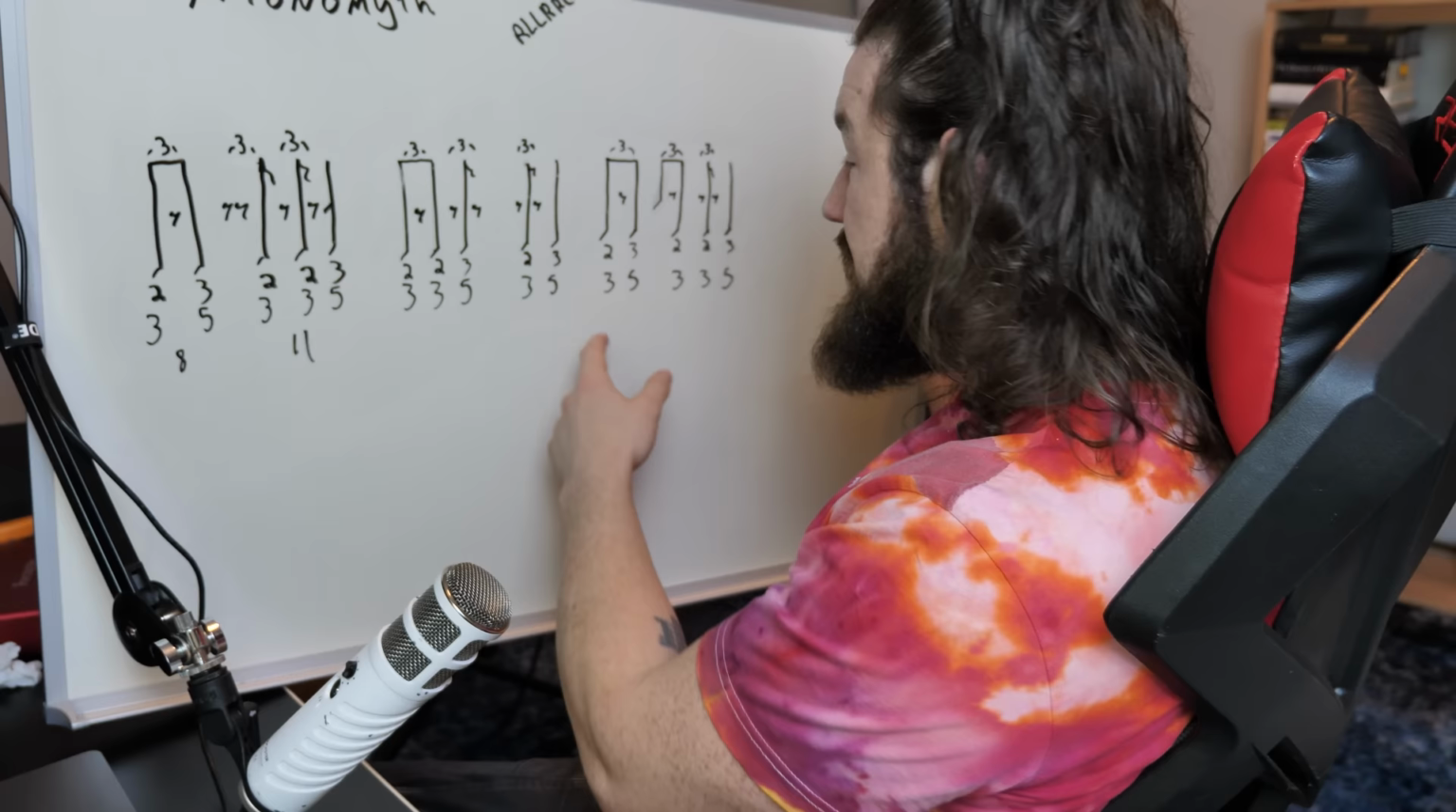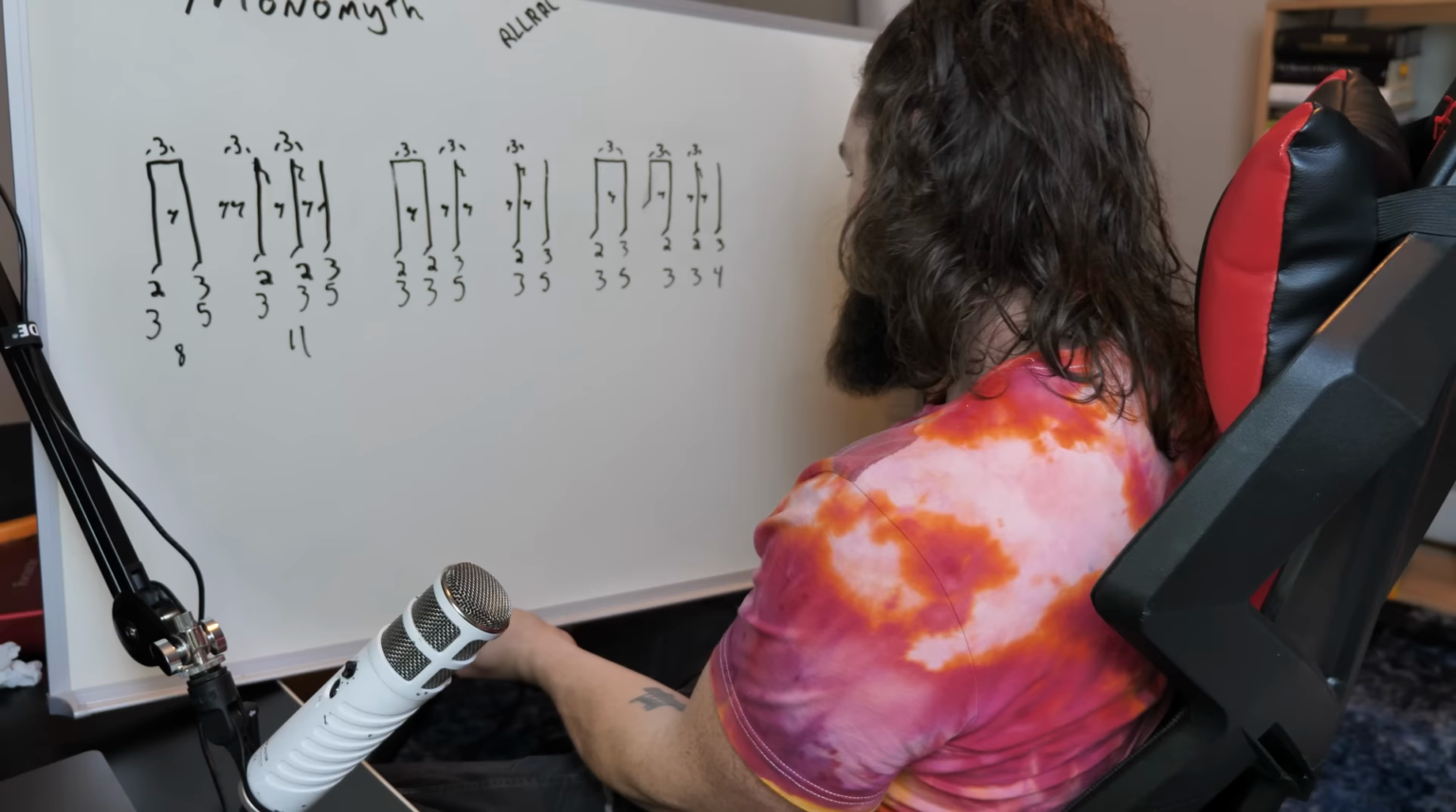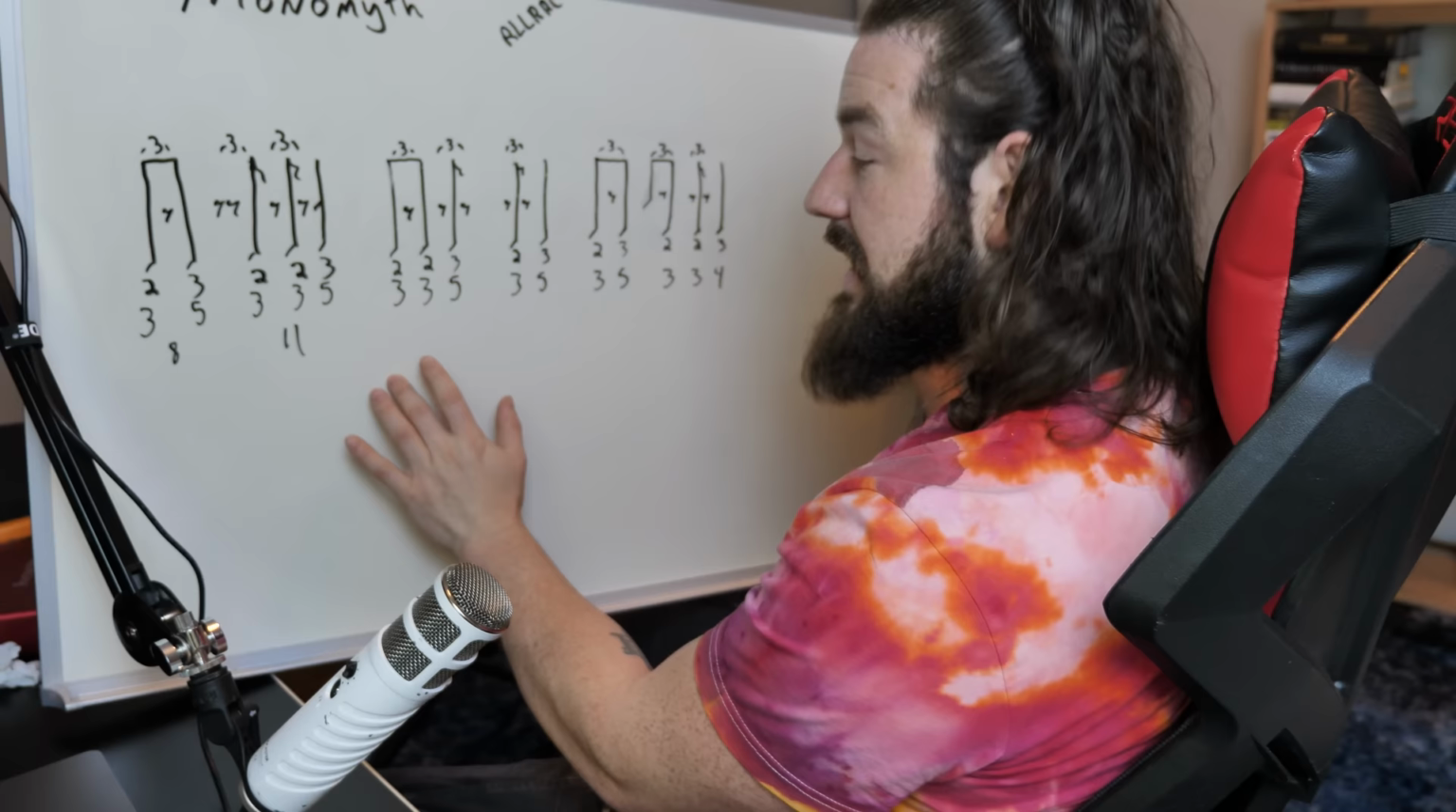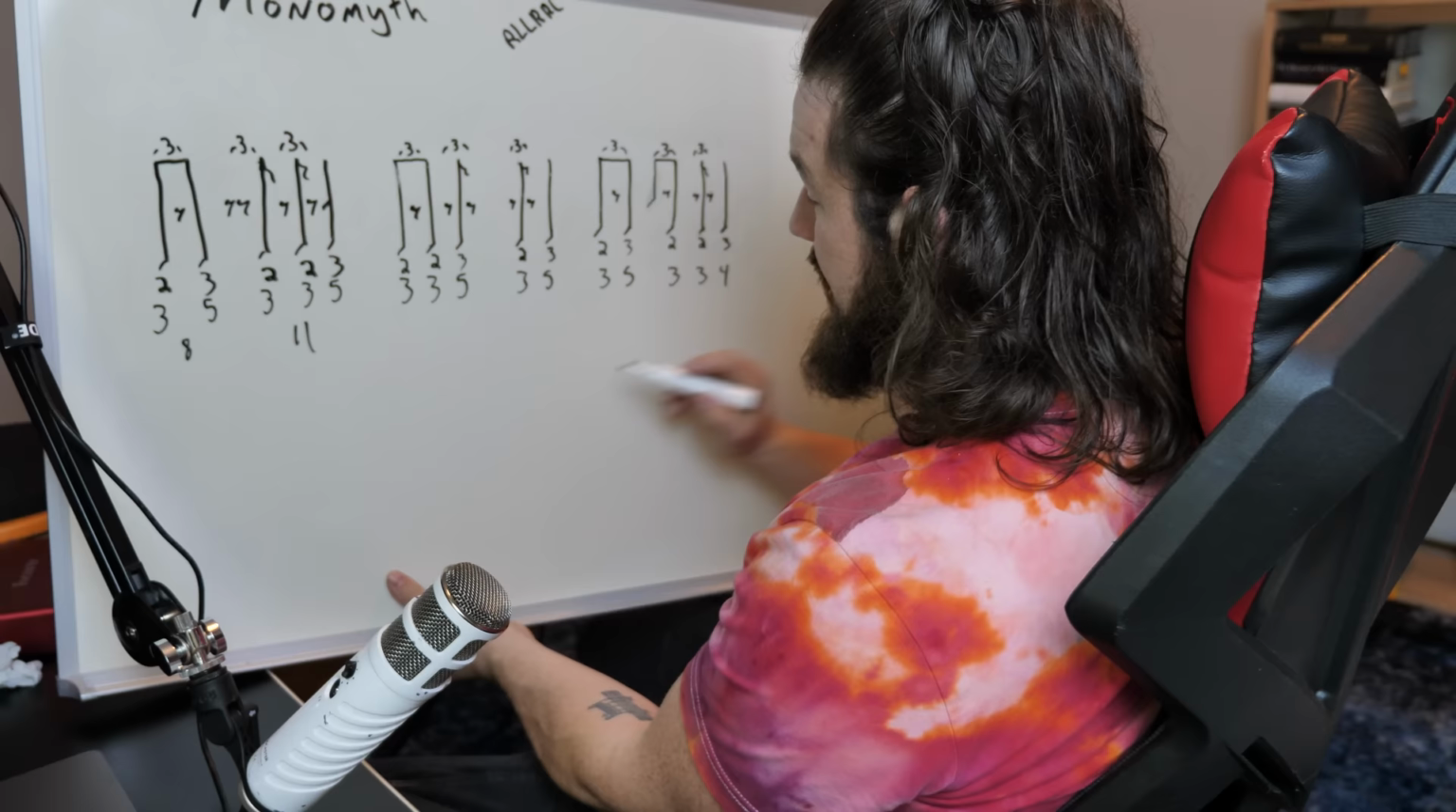So just basically change this into a four. And then play it over. So basically treat that as if it were a bar of four, a bar of four, and then a bar of six.